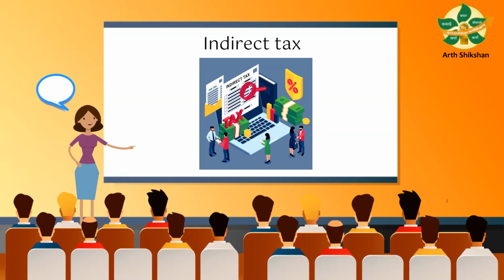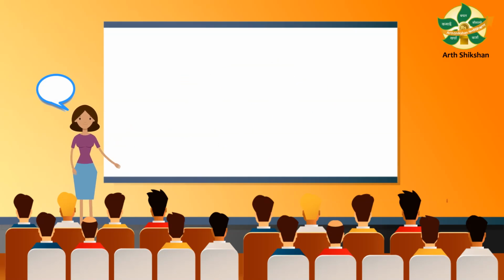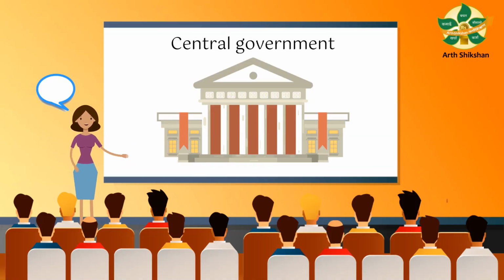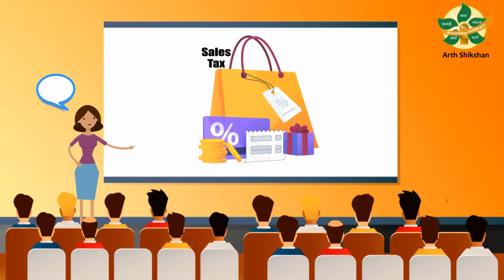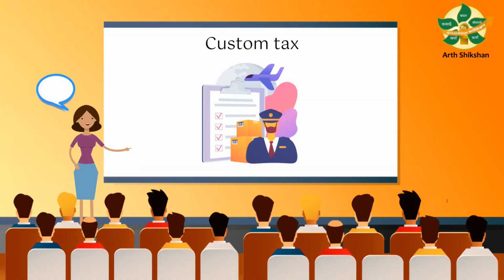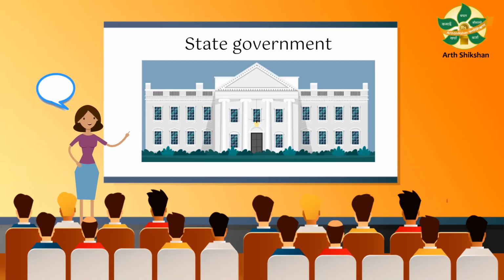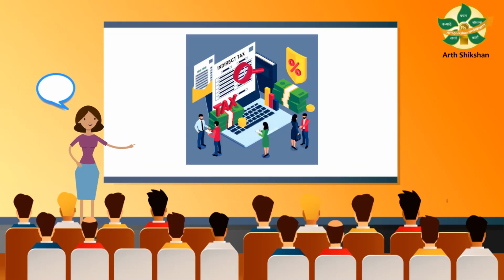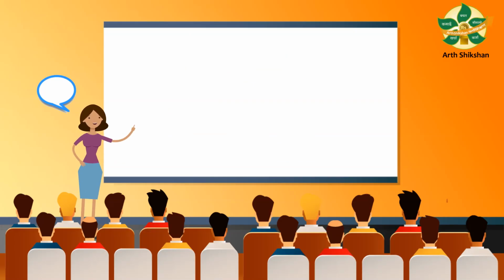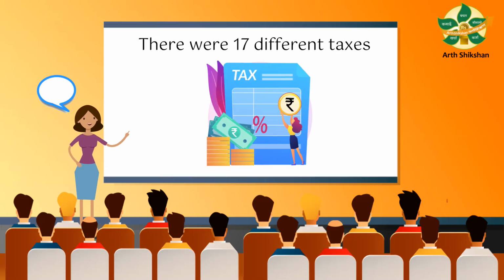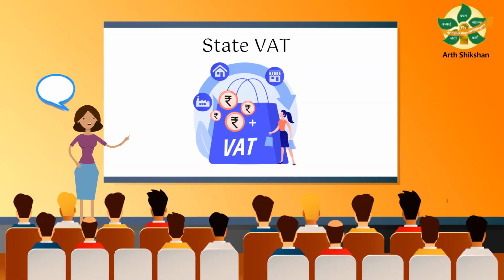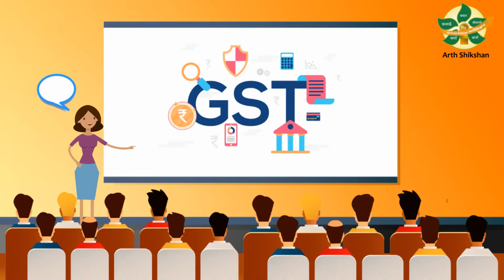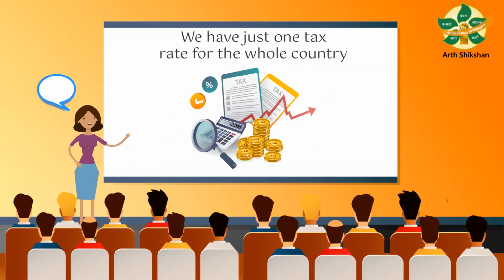In the indirect tax regime before GST, the indirect taxes were levied by both the states and the central government, like VAT, sales tax, custom tax, etc. Tax rate varies as per each state government, hence before GST indirect tax was complicated. Before GST, there were 17 different taxes like central sales tax, state VAT, service tax and luxury tax. Now with GST we have just one tax rate for the whole country.